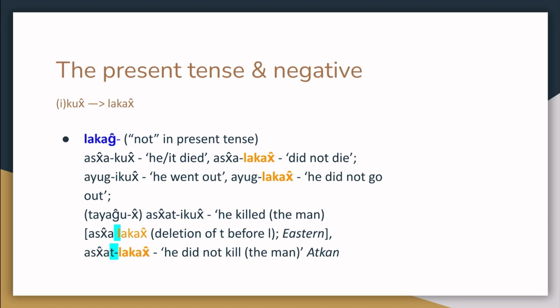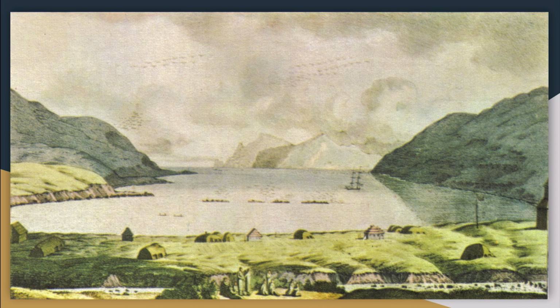And then in this example here, in the Atkin dialect, as compared to the Eastern dialect, in the Eastern dialect, as we saw earlier, you can say asha lakach, did not die. You could assume that there was a T there before, and then that T got deleted before that L. In Atkin, you would keep this T. In Eastern, you got rid of it. So you see this a lot in different suffixes.